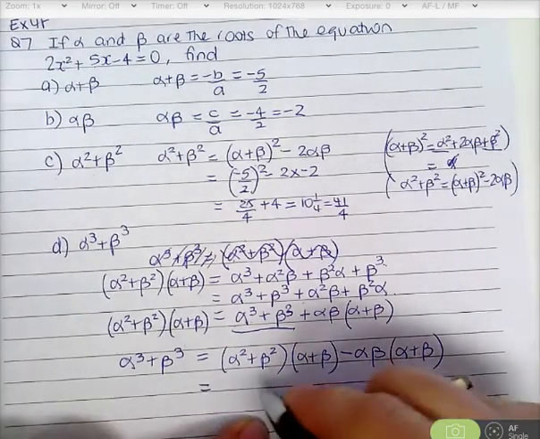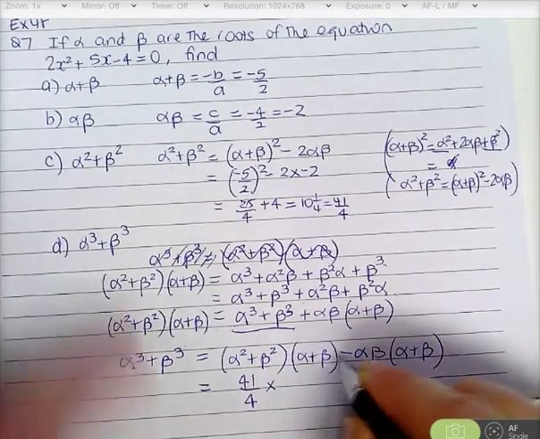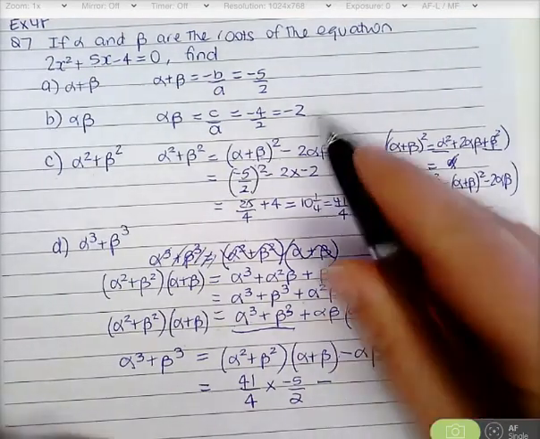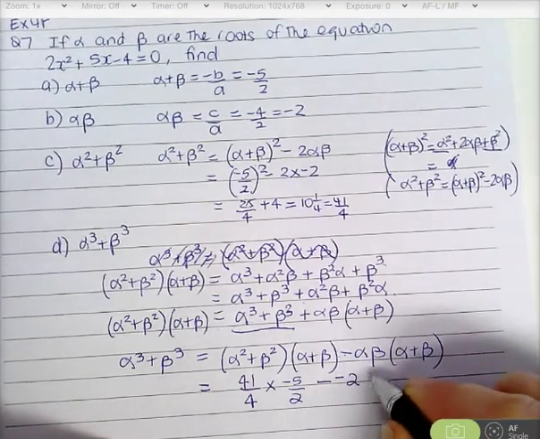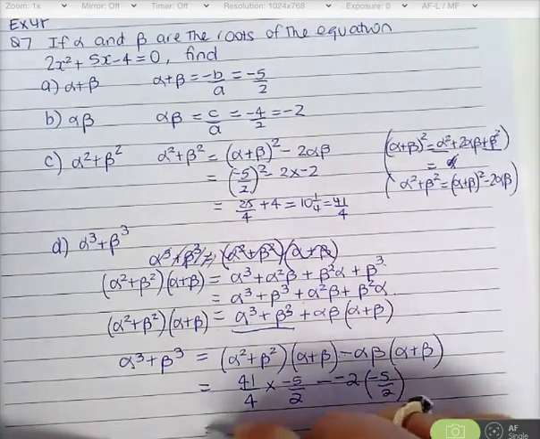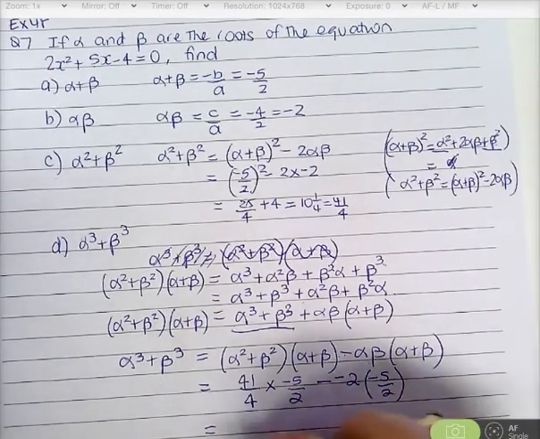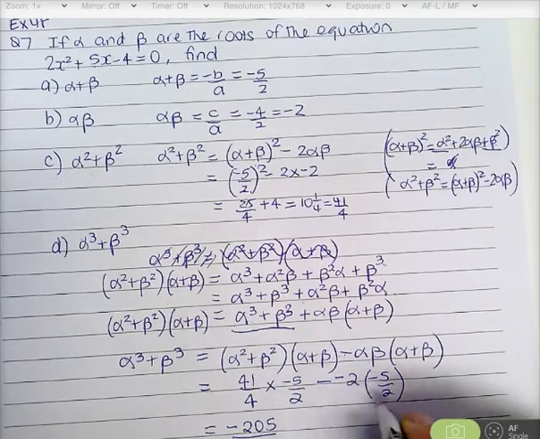So alpha squared plus beta squared is 41 on 4 from part C, times alpha plus beta, which in part A is negative 5 on 2, minus alpha times beta, which is from part B. Now it's minus alpha beta, so it's minus negative 2, and that's being multiplied by alpha plus beta, which again is negative 5 on 2. So we've got 41 on 4 times negative 5 on 2 is negative 205 over 8.